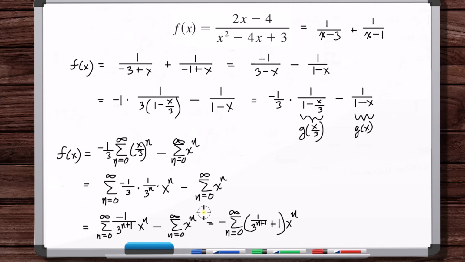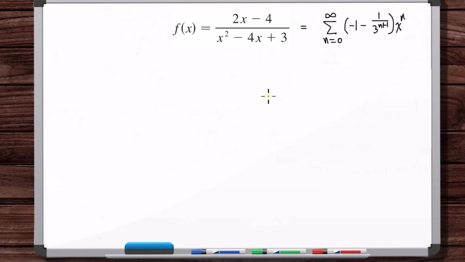I guess I'm kind of tempted to put the minus on the inside just to make it like a power series as a package. So this is equal to, from n equals 0 to infinity, let's do that, minus 1 minus... okay. But we're not done.